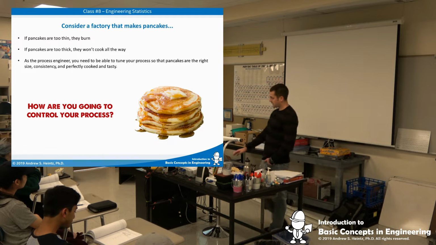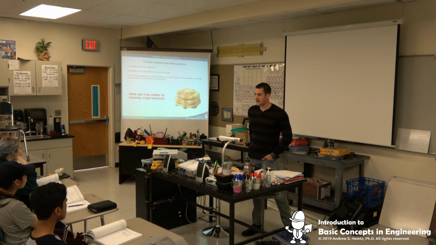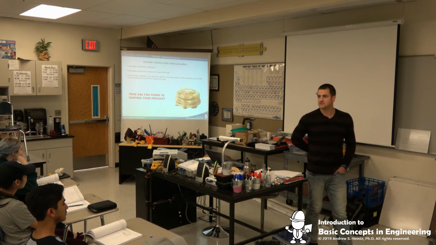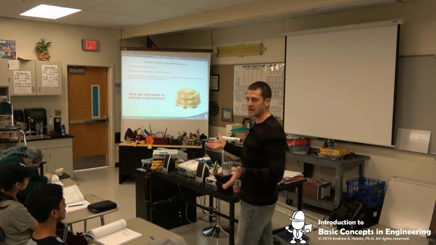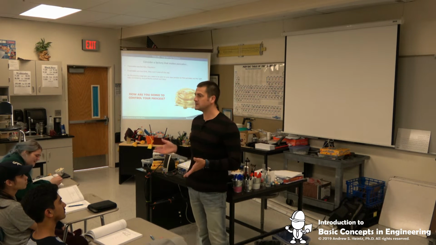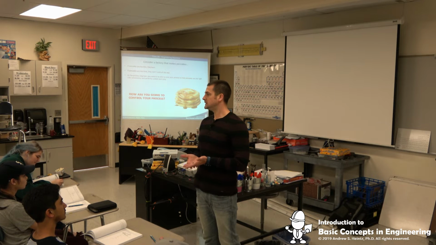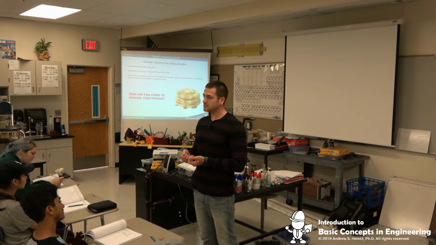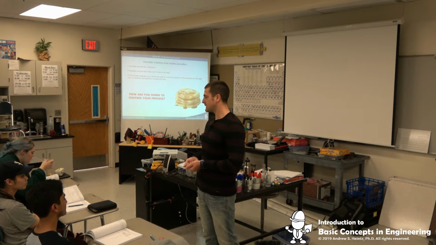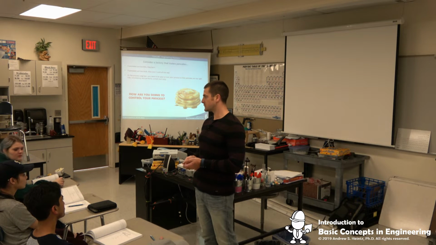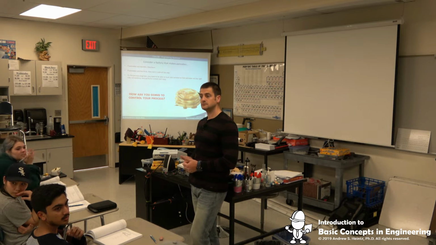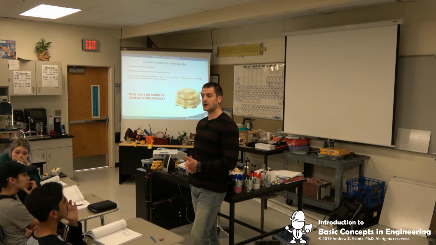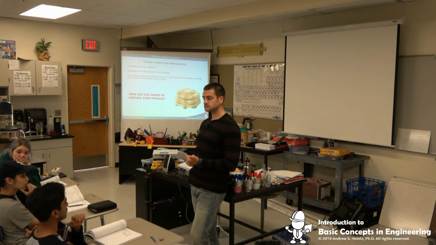So the question is, how are you going to control your process? Let's throw out some ideas. What might be the variables? You all have a general idea how you make pancakes: put some pancake flour, put some water, mix it all up, put it in a pan, cook it. Pretty simple process. What are the variables that go into making the perfect pancake? The amount of batter, the amount of water. Perfect answer. What else? Cook time. Okay. What else?